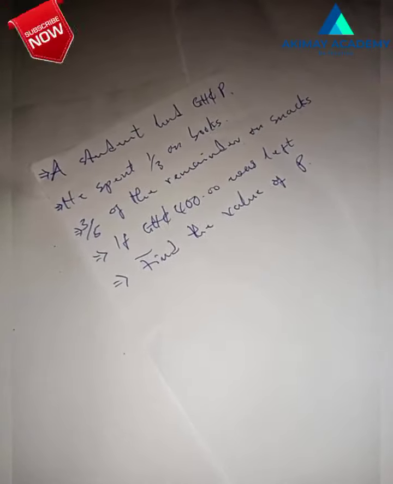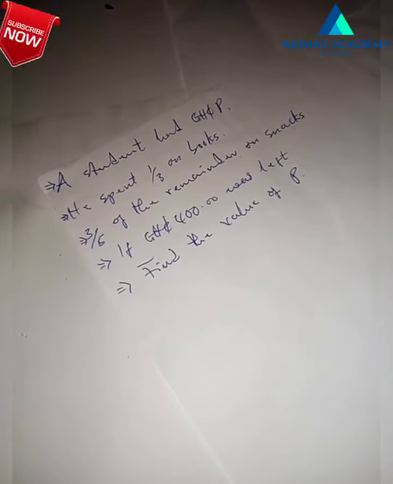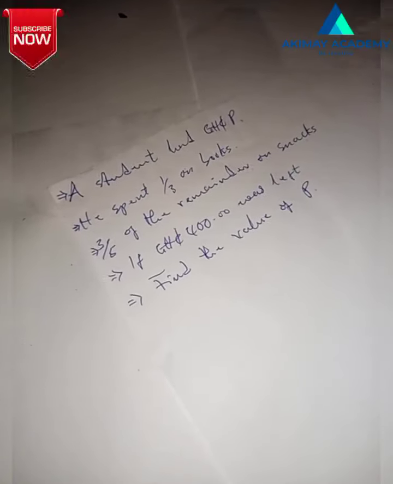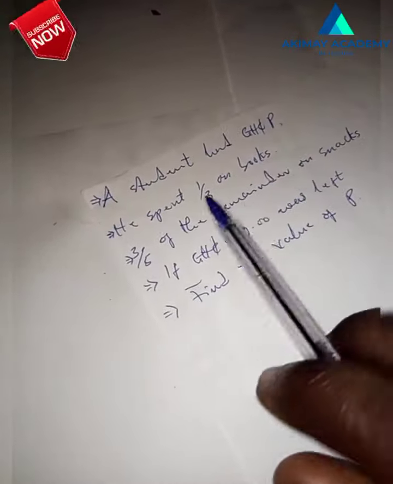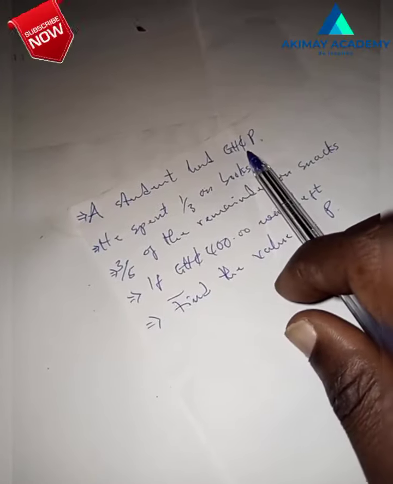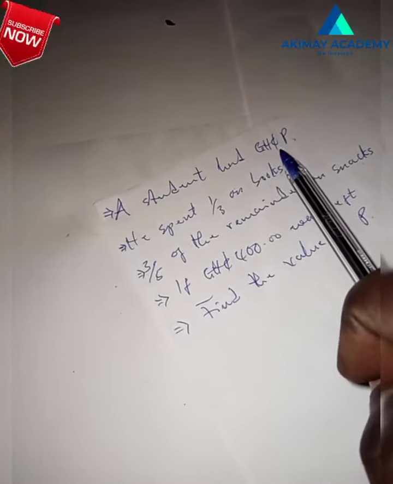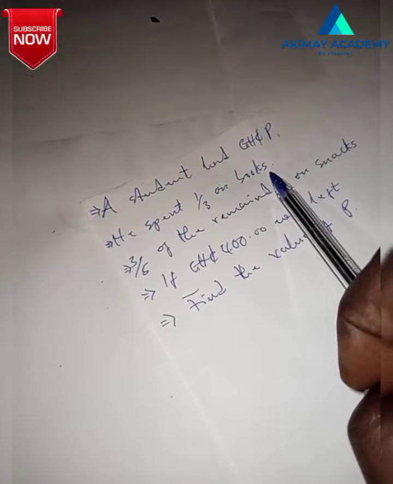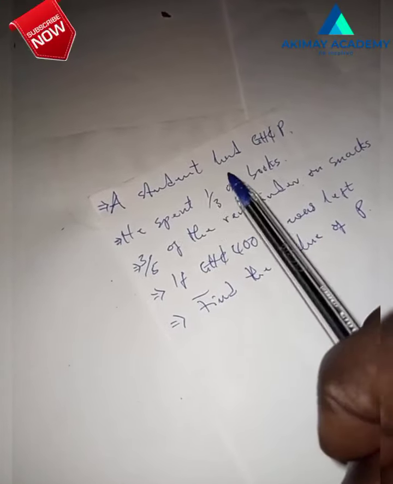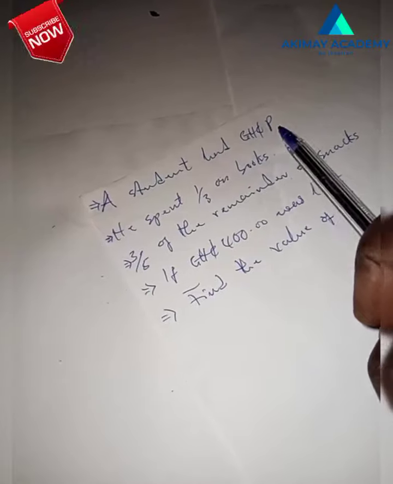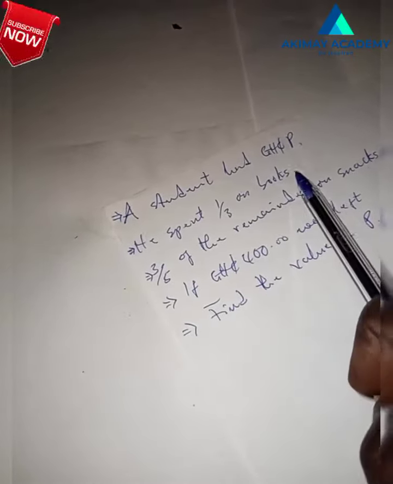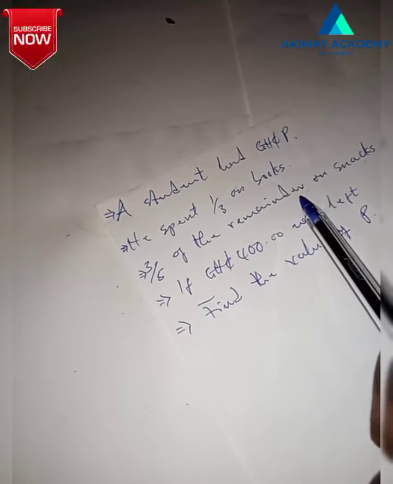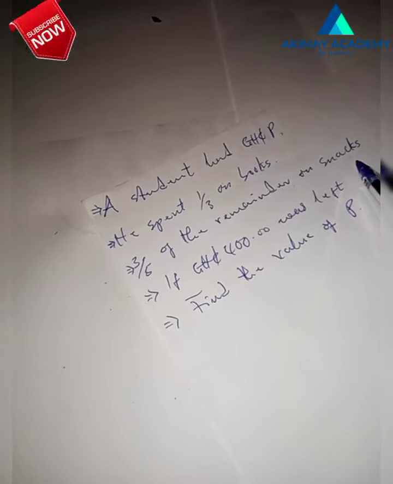So the question 1B of the 2021 Novdec. If you look at that particular question, it's a word problem. The question says the student had P amount, P CDs, and with this amount, he spent 1/3 on books from the P amount. Then, after spending 1/3 on books, he also spent 3/5 of the remainder on snacks.